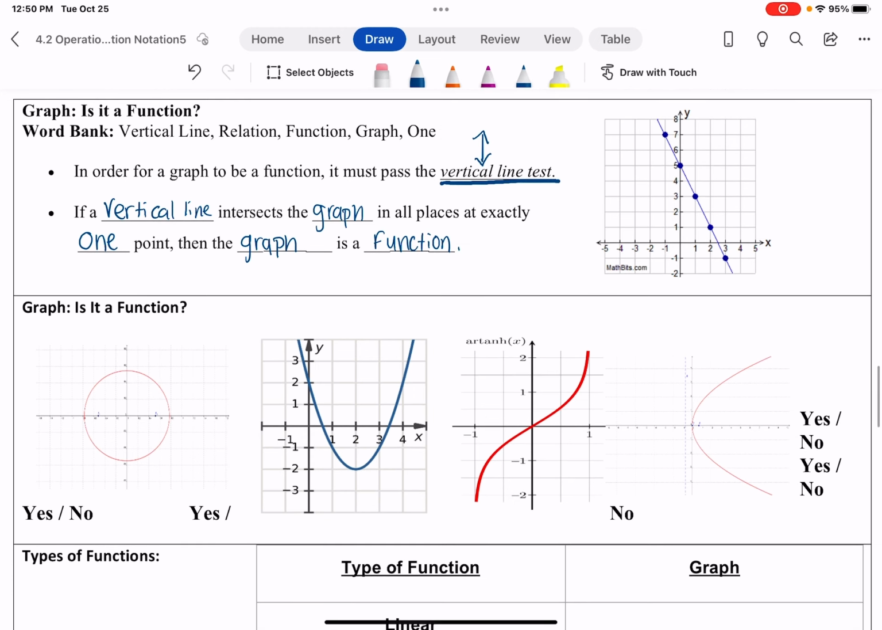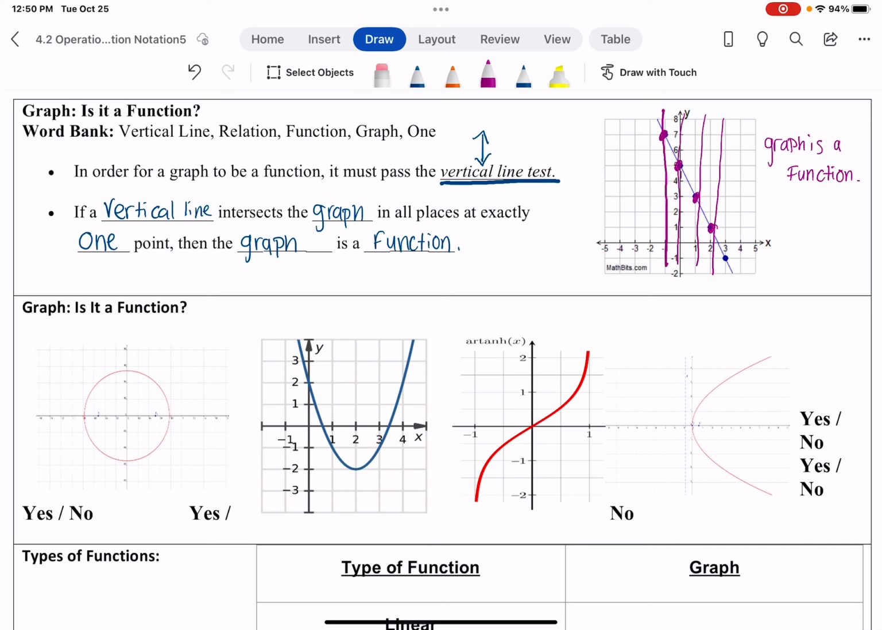So let's use this graph on the very right and let's see if this is a function or not. So what I'm going to do is I'm just going to put vertical lines through this graphed line. So here's my vertical lines. And if you notice, these vertical lines are only hitting the graph at 1 point. So this vertical line only hits it at 1 point. This one does too. This one does too. So this graph is a function.